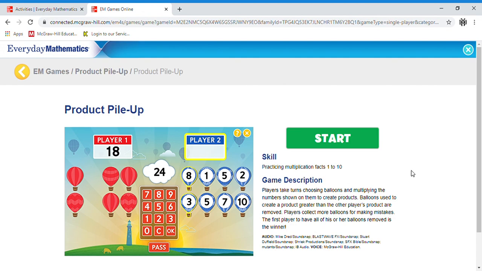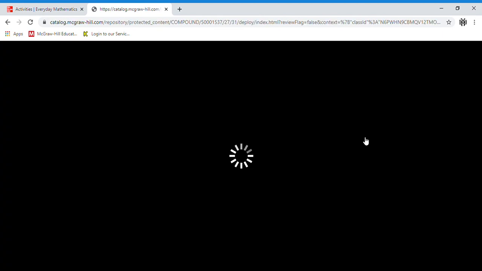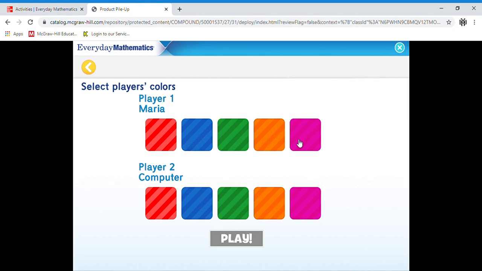Players take turns choosing balloons and multiplying the numbers shown on them to create products. Balloons used to create a product greater than the other player's product are removed. Players collect more balloons for making mistakes. The first player to have all of his or her balloons removed is the winner. Let's see one round. So you can pick your colors for yourself in the computer.